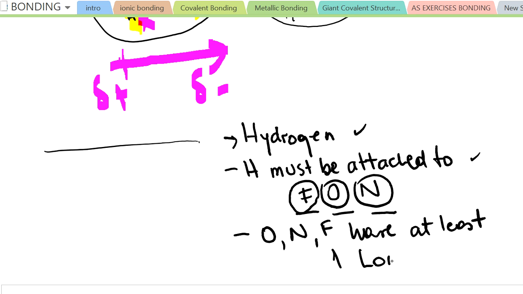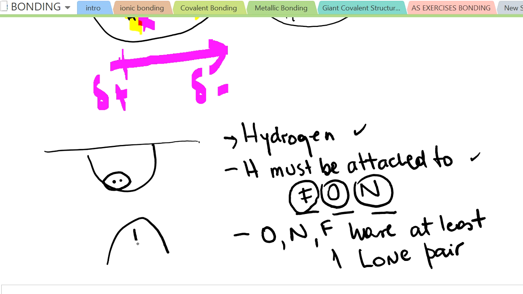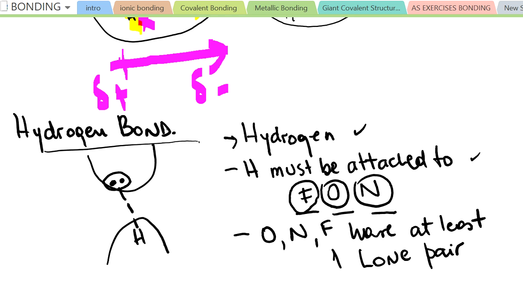one lone pair. Why is that? Because this special bond is going to be only between the lone pairs of one molecule, let's say that this is the molecule, yes, and another molecule that has a hydrogen. So this lone pair here is going to be attracted to the hydrogen, what we call a hydrogen bond. And that is the second type of intermolecular forces. Okay? So far so good?